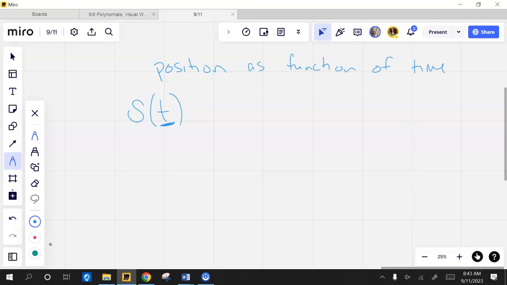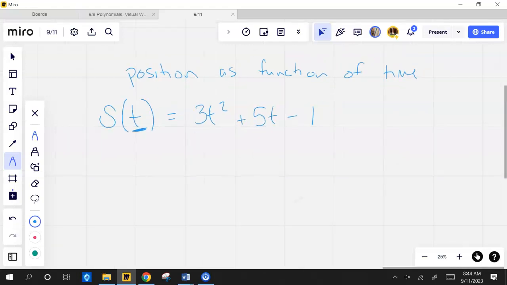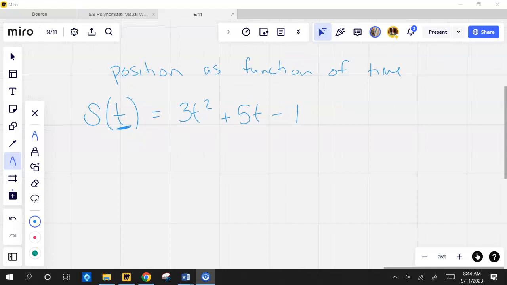So this might be some random function, maybe 3t squared plus 5t minus 1, okay? And what this does is, I plug a time in here. Let's say my time is in seconds. This would tell me where my particle is after so many seconds. I think about a little bug on a little ruler. Maybe he starts right here on 5, and whenever I plug in 2 seconds, it tells me where he's moved to on this little ruler, okay?